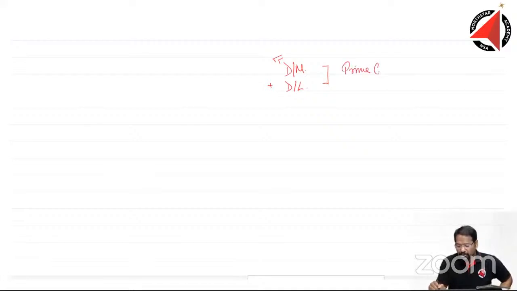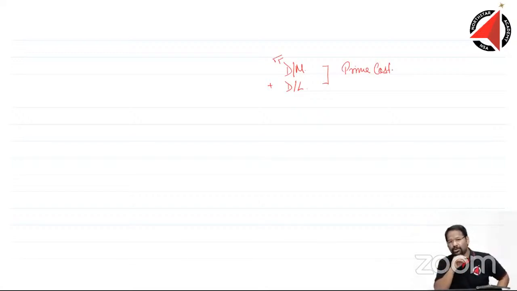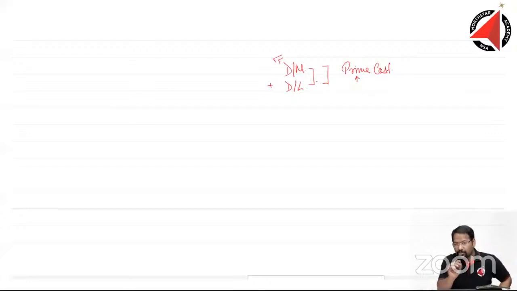Prime cost. Who is the most important minister in the Union Cabinet? Health Minister, Finance Minister, or the Prime Minister? Prime Minister is the most important person. That is why the name prime. Similarly, here, these two costs are the most important cost. That is why the name prime cost.